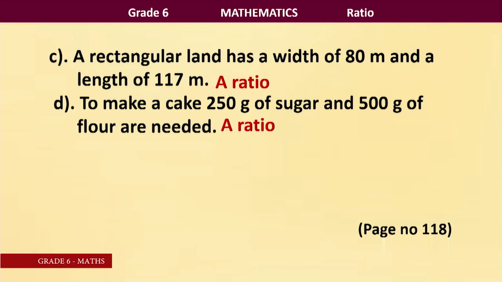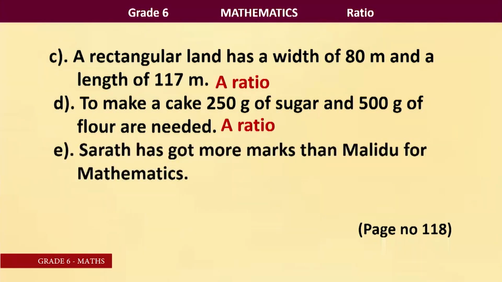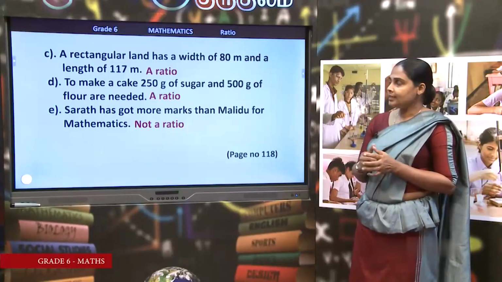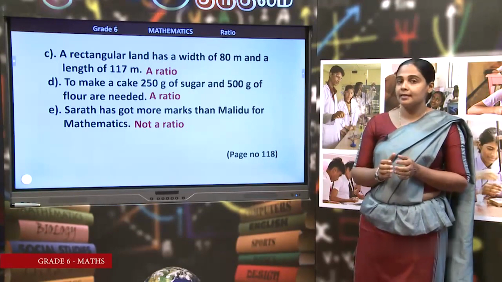Then last one, part E. Sarath has got more marks than Malindu for mathematics. Sarath has got more marks. Then there are no marks given, but it is a comparison. Then we can't write down the ratio. So, it does not show a ratio. Your answer should be not a ratio. Then I think all of you can understand it well.